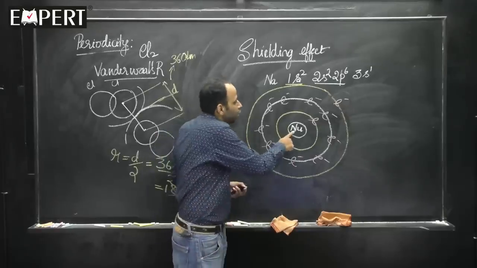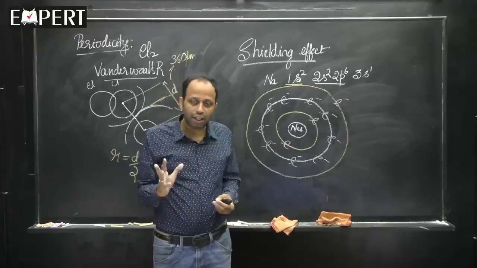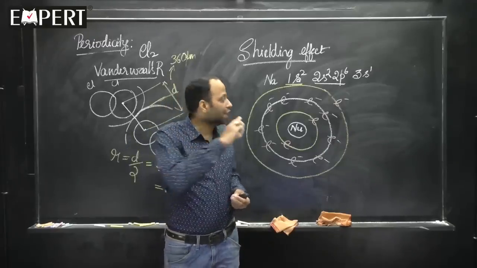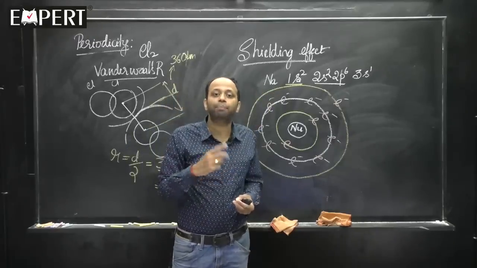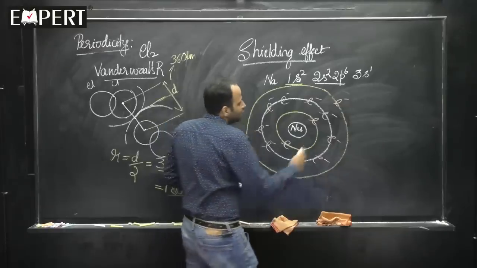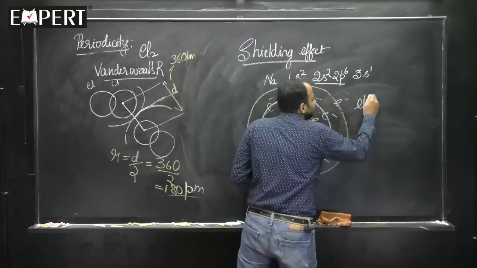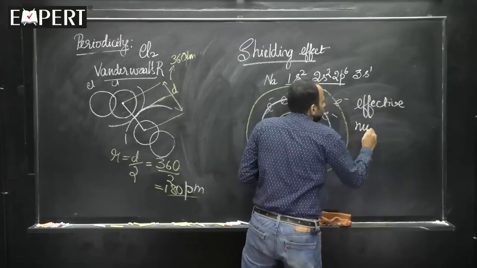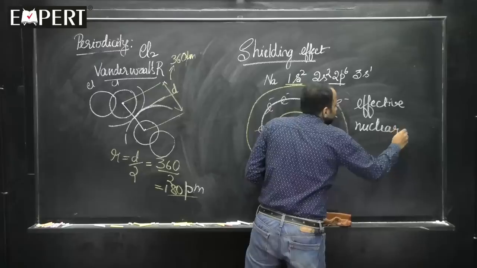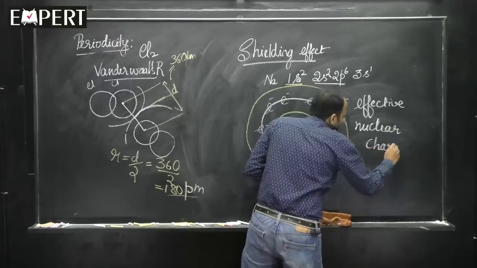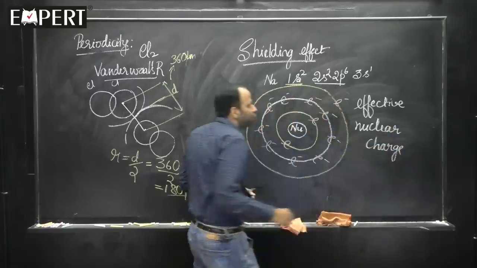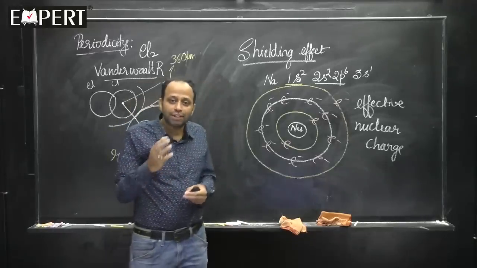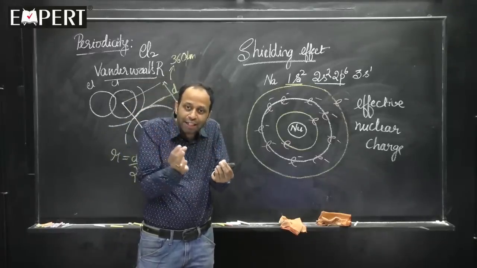So, this nucleus has a charge. What is the charge called? Nuclear charge. That charge cannot be experienced completely. So, that charge now becomes effective nuclear charge. So, can it experience the full force of attraction now? No. Reason is because of the electrons which are inside.